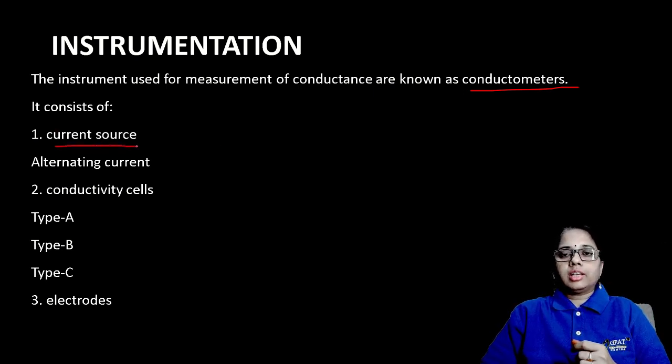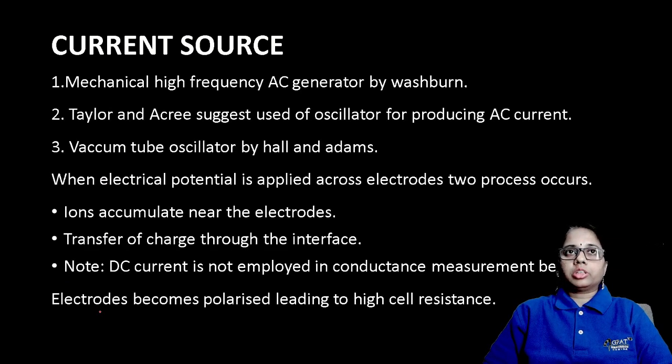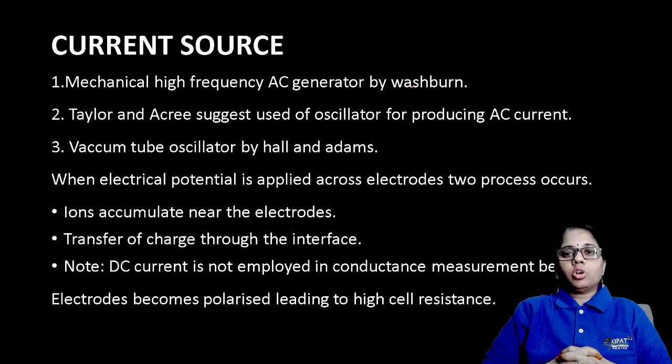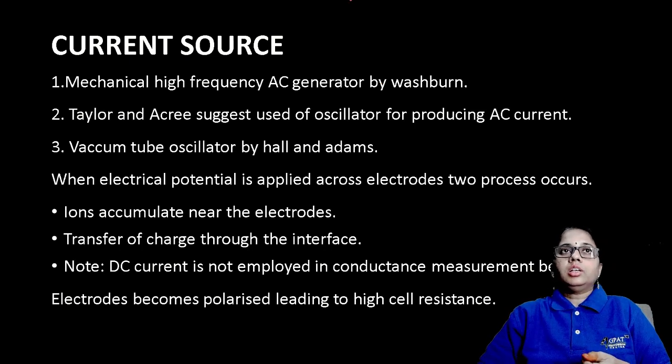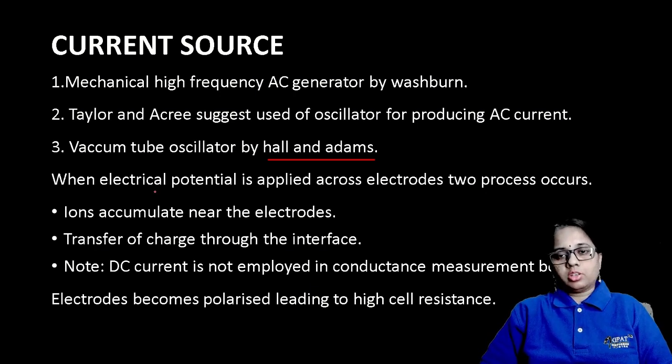So it consists of what? A current source, which will give you the alternating current, and second, conductivity cells, which come in different types A, B, C. And electrodes will be there, a cathode and an anode. Different types of current cannot be taken, right? So the alternating current has to be produced. What is the source of the current? Mechanically, a high frequency AC generator, which was developed by Washburn; second, Taylor and Acri suggested the use of an oscillator for producing the AC current; and third, the vacuum tube oscillator, which was suggested by Hall and Adams. So these three types of sources are there to generate the current.